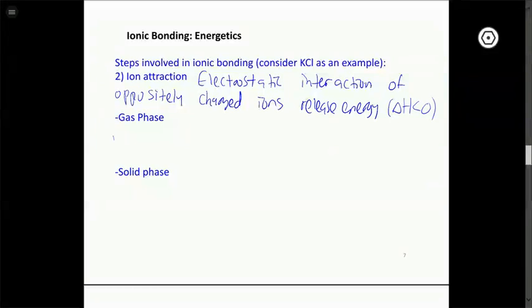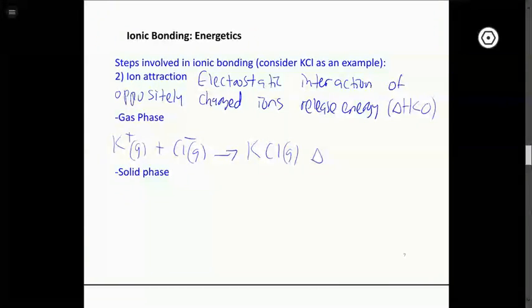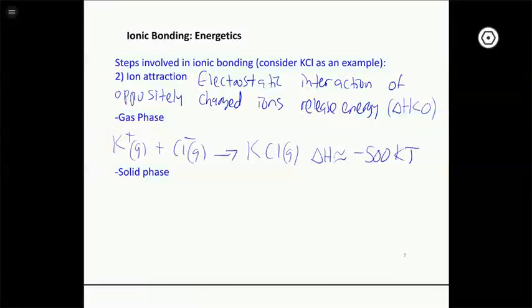It's hard to measure this exactly, but if we take those two gas phase ions, K plus and Cl minus, and then in the gas phase we combine them to make just one gas phase molecule of KCl, the enthalpy change for this is a little bit hard to measure, but it can be estimated to be about minus 500 kilojoules. So it's a pretty big enthalpy change just by bringing together two oppositely charged ions. But then the more important one for us to consider is what happens when those ions interact with each other in the solid phase, because ionic compounds exist as solids.